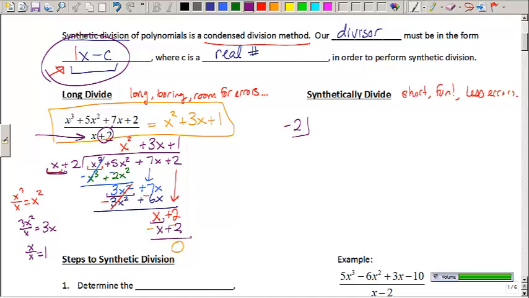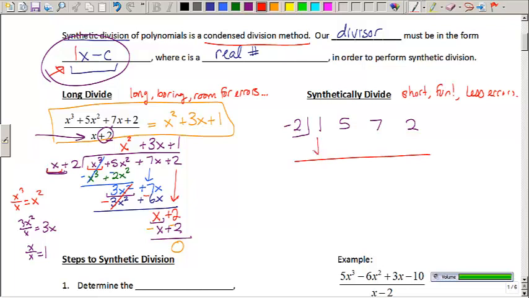Notice that after you take an x cubed and divide it by x, my answer was x squared. So my answer I know is going to be 1 less than the original dividend. So I am only going to be focusing on the coefficients, or the numbers in front, instead of the letters or the variables. So my coefficients here are 1 in front of the x cubed, 5 in front of the x squared, 7 in front of the x, and the constant is 2. So I'm really just using the coefficients.